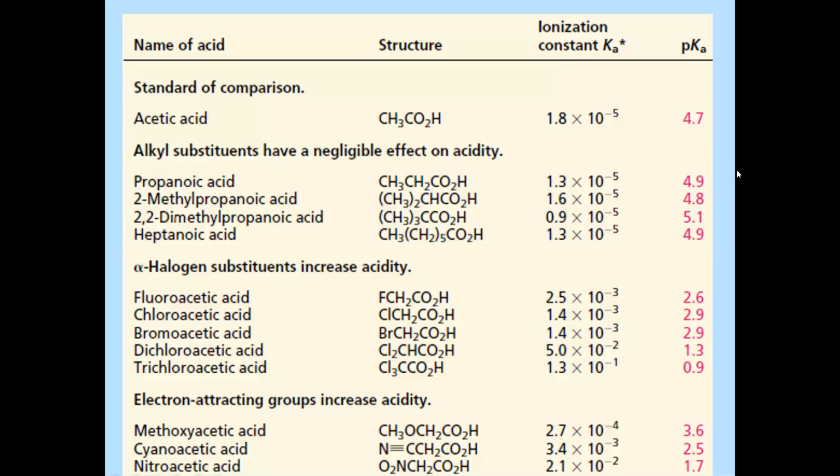You can see characteristics of ionization constants for different organic acids. In acetic acid, alkyl substituents have a negligible effect on acidity. Alpha halogen substituents in organic acids, electron attracting groups increase acidity, and so on.